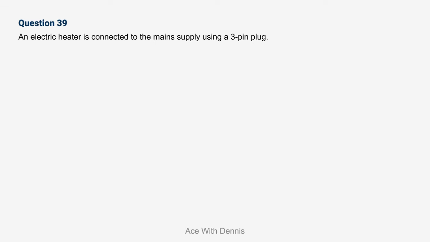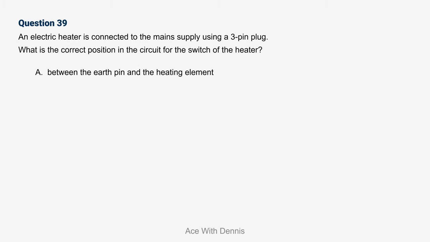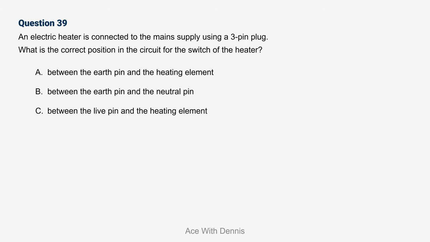Question 39. An electric heater is connected to the mains supply using a 3-pin plug. What is the correct position in the circuit for the switch of the heater? A. Between the earth pin and the heating element. B. Between the earth pin and the neutral pin. C. Between the live pin and the heating element. Or D. Between the neutral pin and the heating element. So the answer would be C, between the live pin and the heating element.